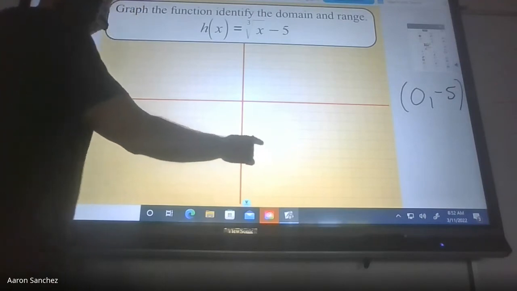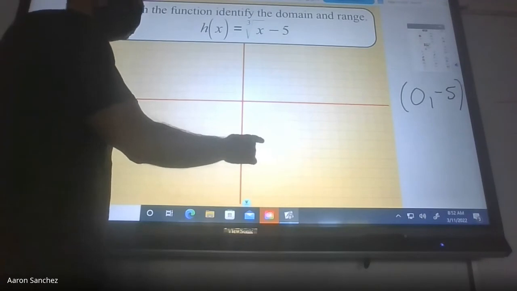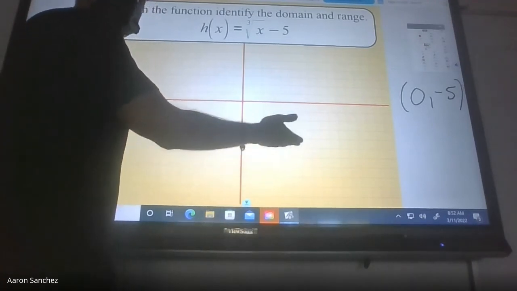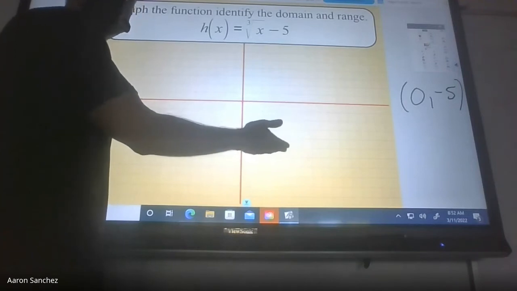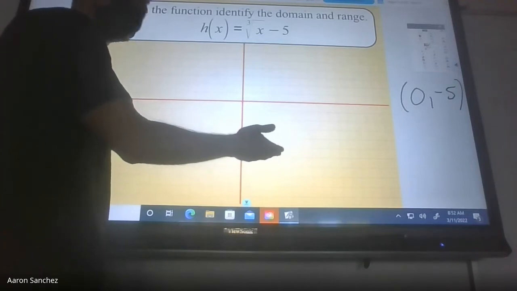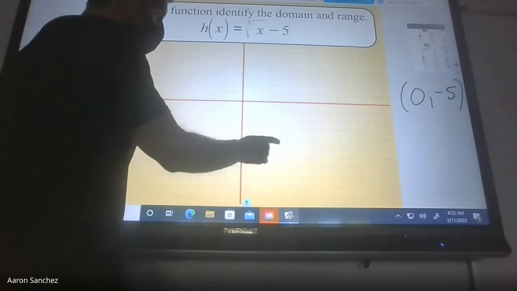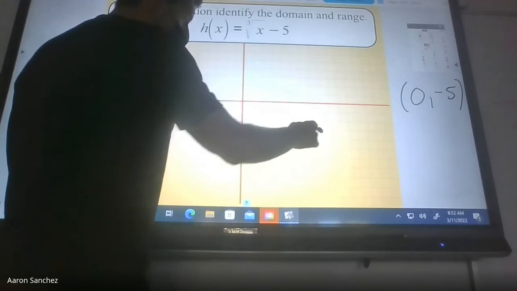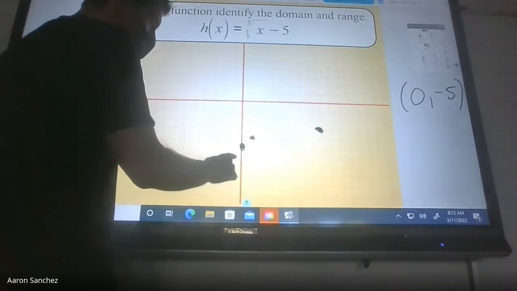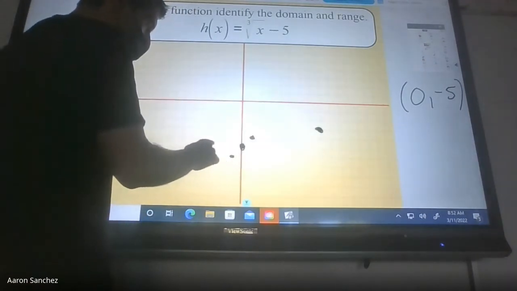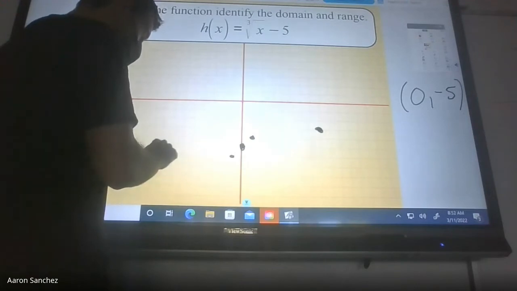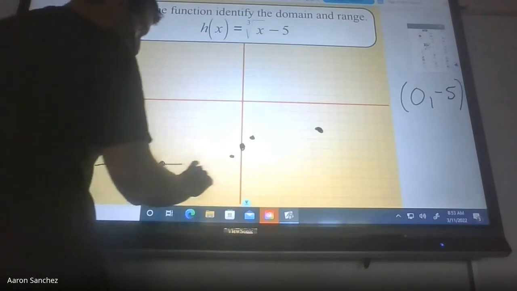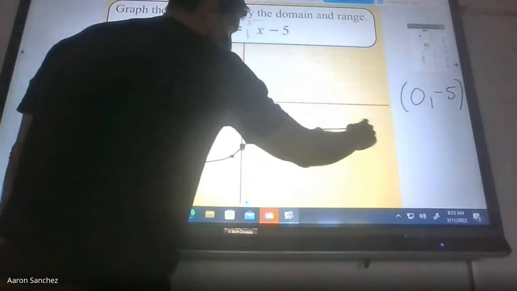What's the cube root of 2? I don't know. Cube root of 1, 2, 3? What's the next number I could get the cube root of? 8. 1, 2, 3, 4, 5, 6, 7, 8. Cube root of 8 is 2, right? Cube root of -1 is -1. Cube root of -8 is -2. And the cube root function is going to look like this, like that.